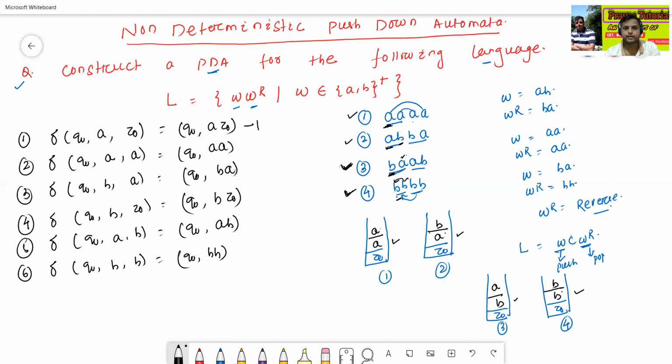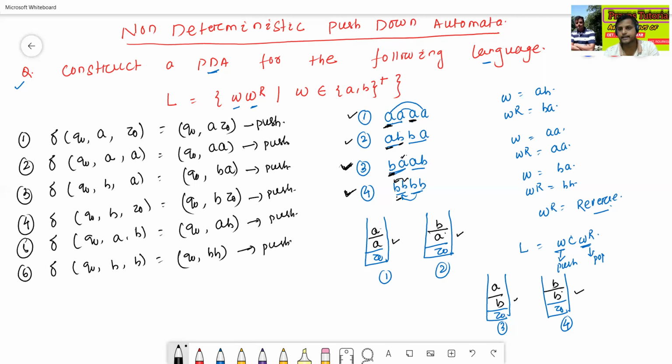So these are the push operations. Okay, now we'll start the pop operation.